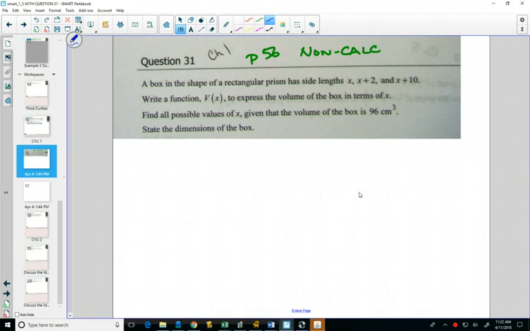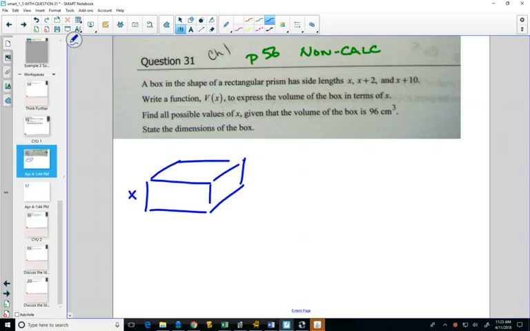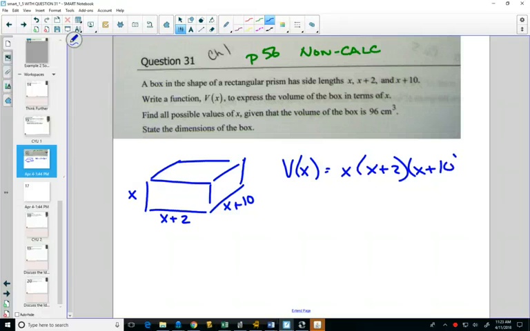We have a box in the shape of a rectangular prism. So here's the box with side lengths of x, x plus 2, and x plus 10. Write a function volume to express the volume of the box in terms of x. So my function of volume would be length times width times height, in no particular order. And that was worth 1 mark in this question.